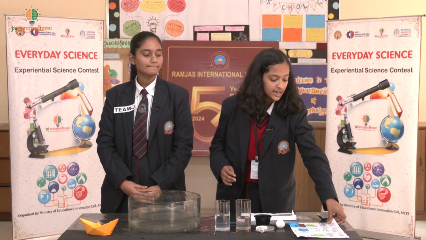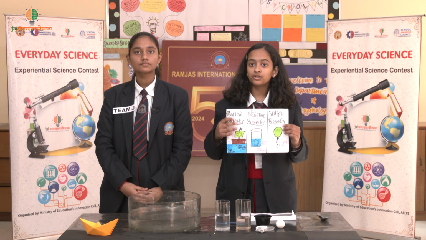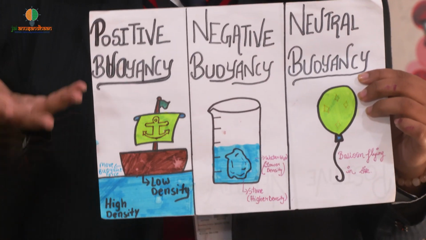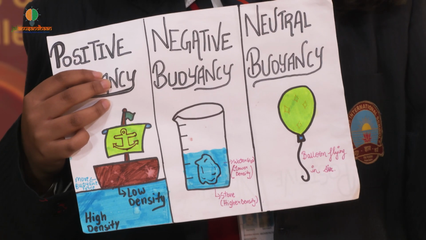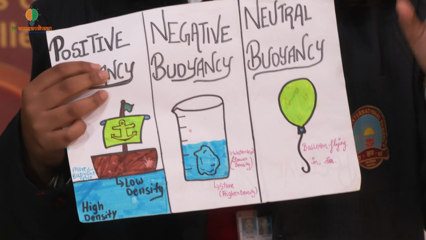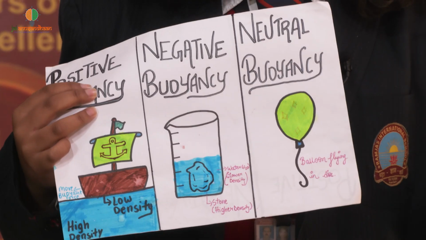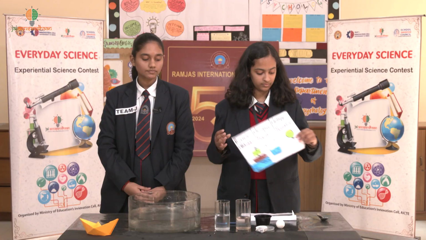Now, there are three types of buoyancy. The first one is positive buoyancy. In this, the object immersed in water remains up above the water level. And the second one is negative buoyancy. In this, the body immersed in water remains below the water line. And the third, neutral buoyancy, is where the object neither sinks nor floats, that is, it is partially sinking and partially floating.